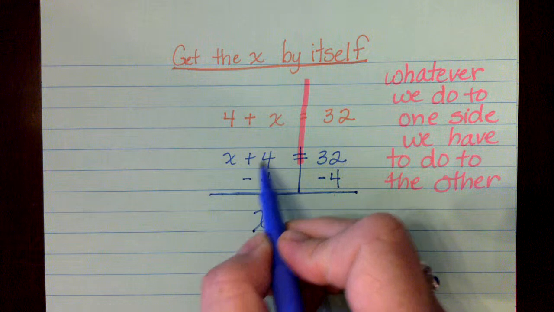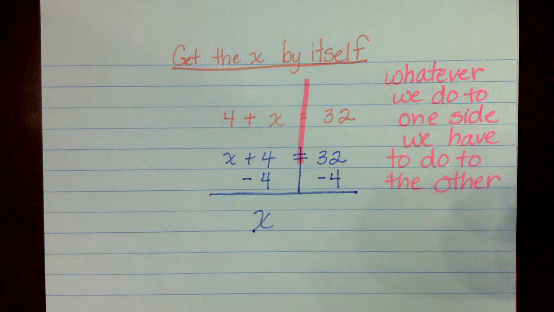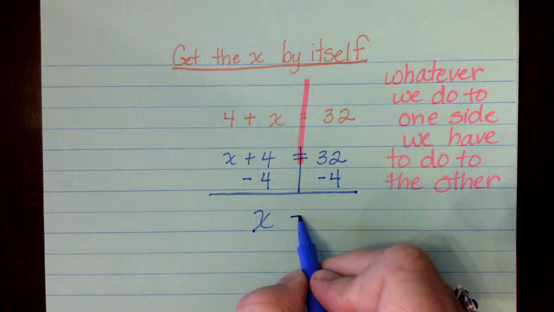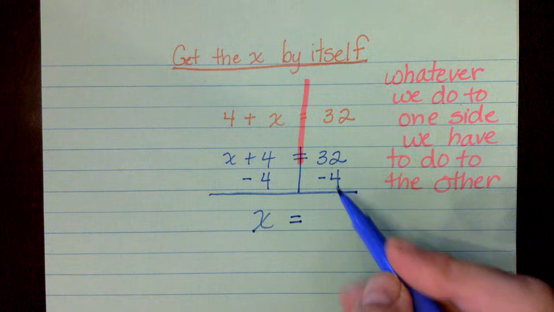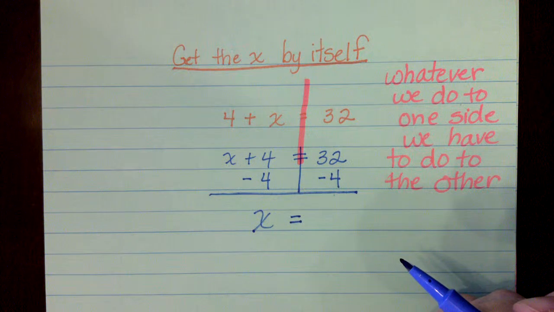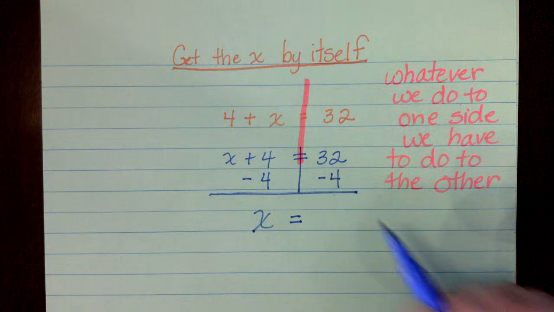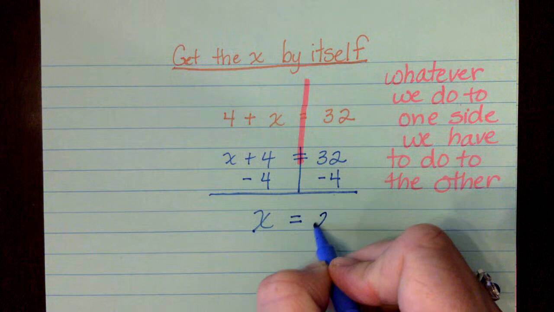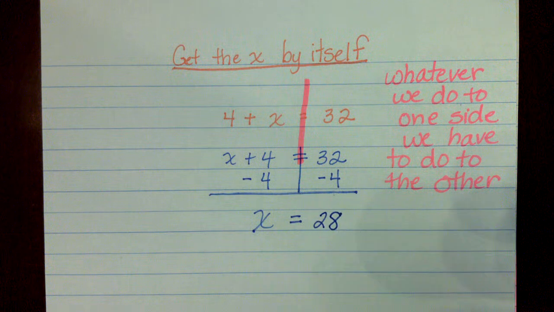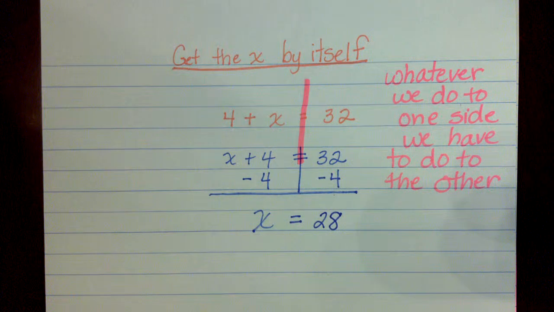We don't have a plus or minus because that's a 0. We don't need to put anything there. Equals, and then whatever 32 minus 4 is. And 32 minus 4 is 28. We can do this with all four operations. We can do it with addition, subtraction, multiplication, and division.